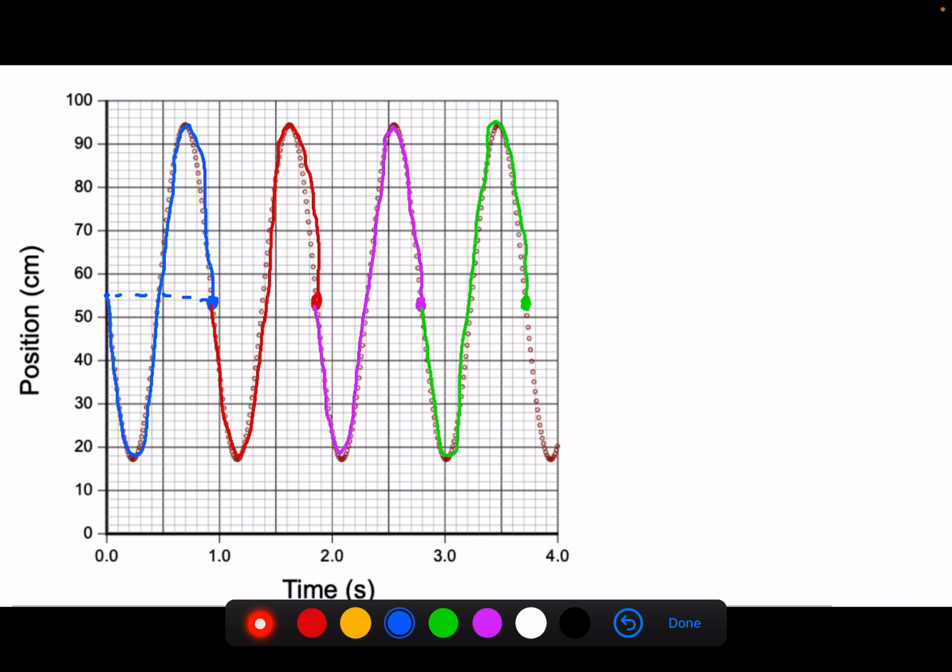So to find the period, I do the time, how much time elapsed, divided by my number of cycles. You can see we had about 3.7 seconds, and we had 4 cycles. When you get the period, the answer is going to be in seconds.